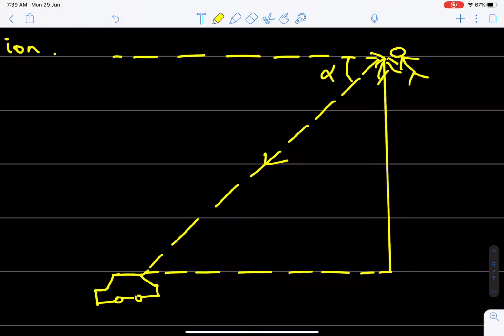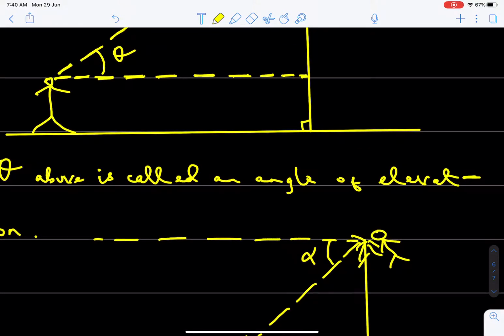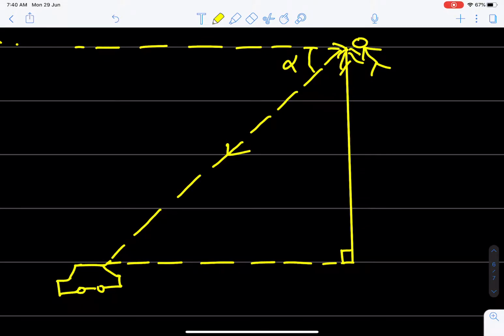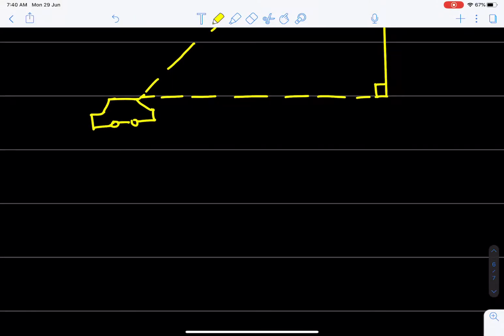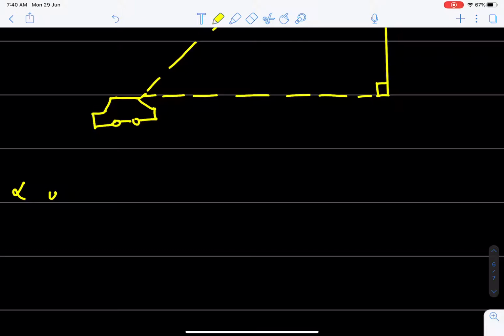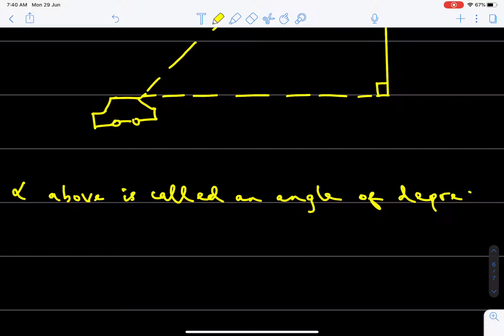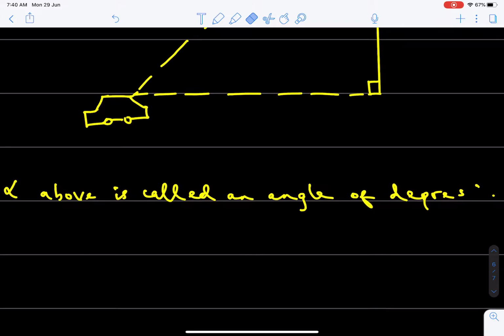is called an angle of depression. In this case, this tree stands perpendicular to the ground, and same here. So in this second case, the angle which your line of sight makes with the horizontal at your neck is called an angle of depression.